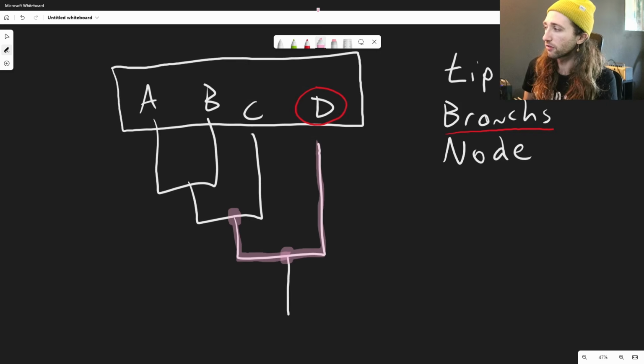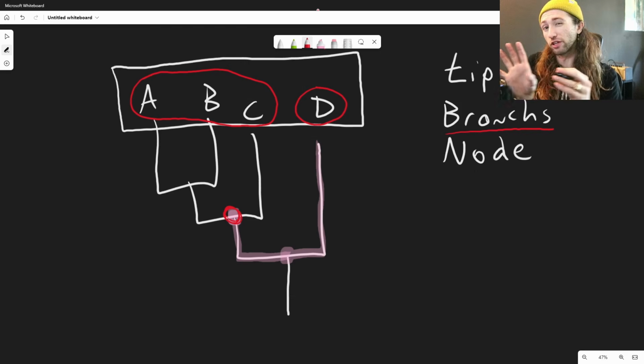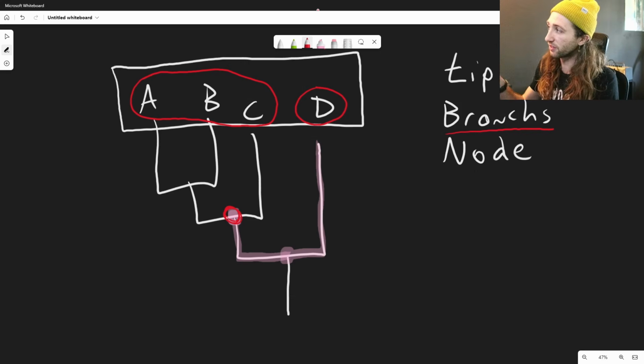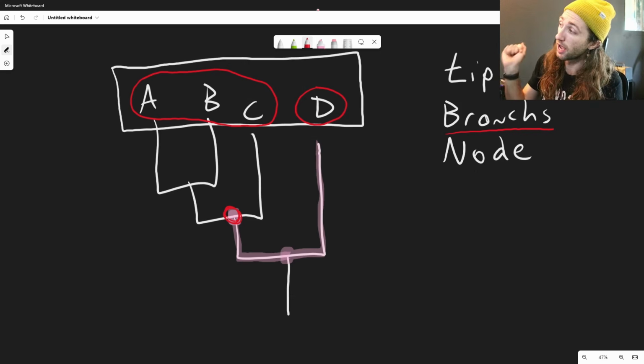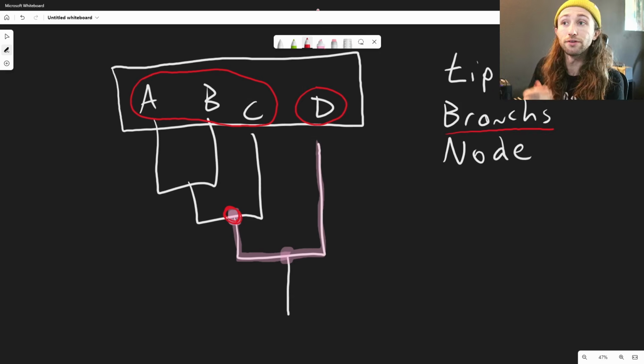Well, the correct answer is all of the descendants from this node. All of the descendants from this node. And we just figured out what the descendants were. So here, the sister group is the group that contains A, B, and C. This is actually what we call a clade. And we'll talk about that a little bit more later on, but this is the clade containing A, B, and C, and it is sister to the tip D.